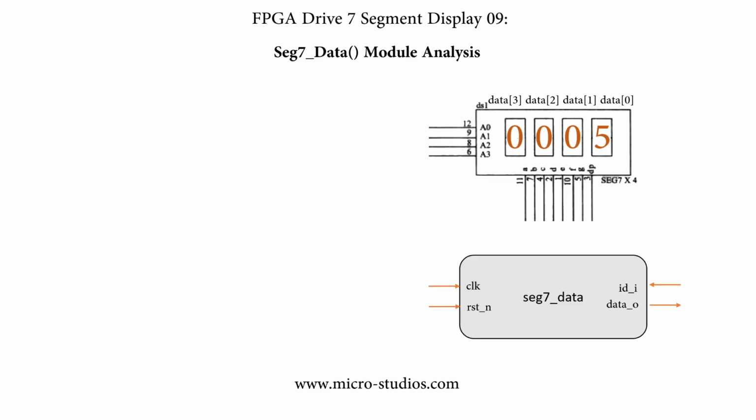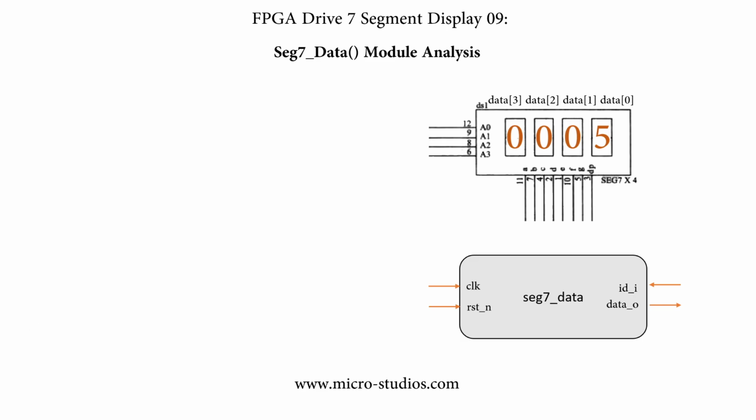And then we will output the data according to the ID from the control module. The ID is 0, we output this data. The ID is 1, we output this data. The ID is 2, we output this data. The ID is 3, output this data. Output the data to the driver module, and let it show on the segment display.